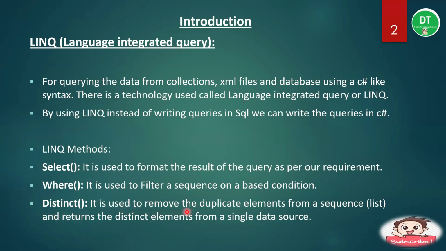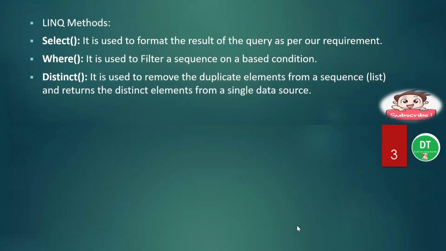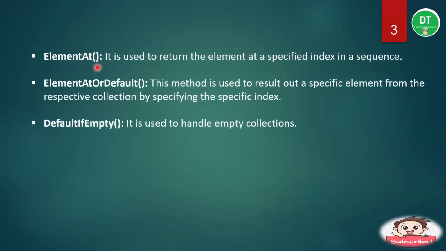Distinct method. It is used to remove duplicate elements from a sequence and returns the distinct elements from a single data source. ElementAt. This method is used to return the element at a specified index in a sequence. For example, I have a collection of numbers with 3 numbers, and if I want to retrieve the number present at index 2, since the index starts from 0, the third element will be at the second index position.